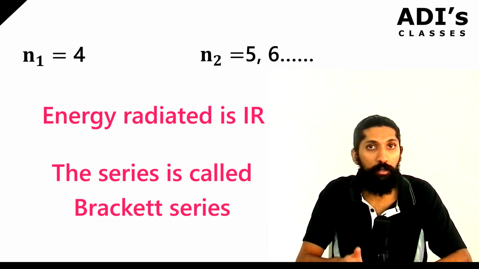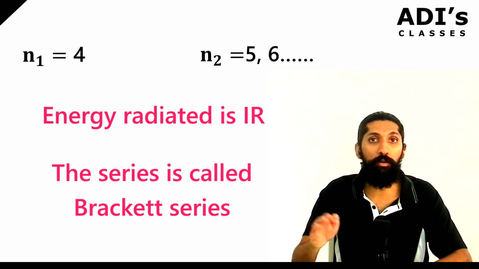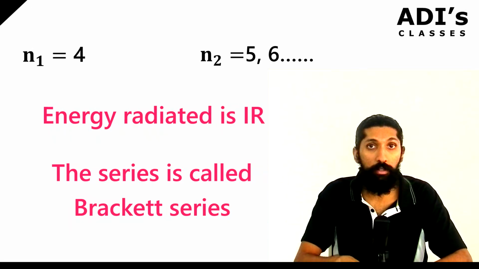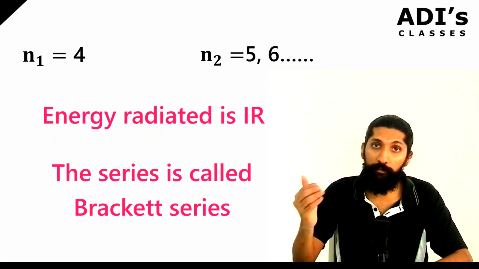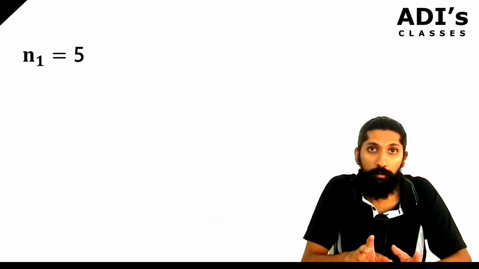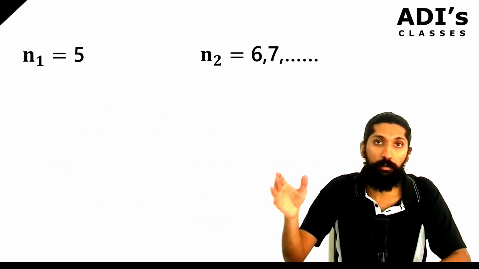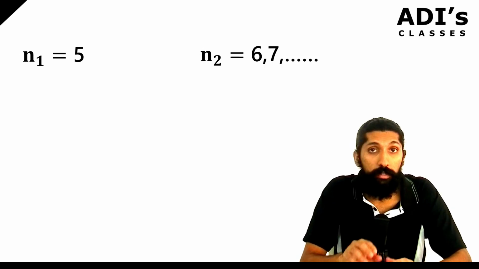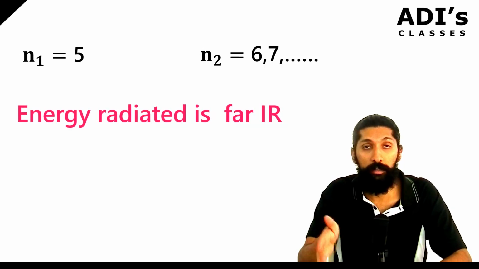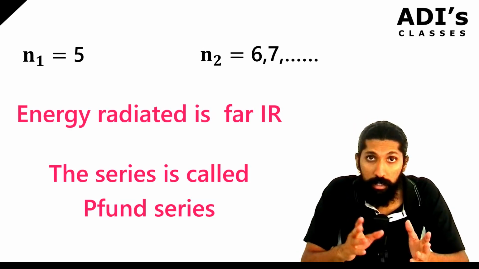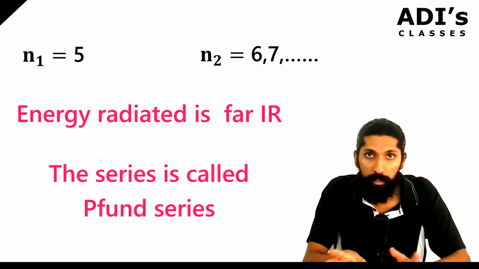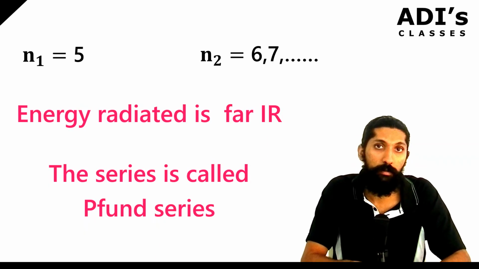Suppose n1 is equal to 5, n2 is equal to 6, 7, 8, and so on and so forth. This comes in the far infrared region. Okay, this is called the Pfund series. P is silent here. Okay, it's called the Pfund series.